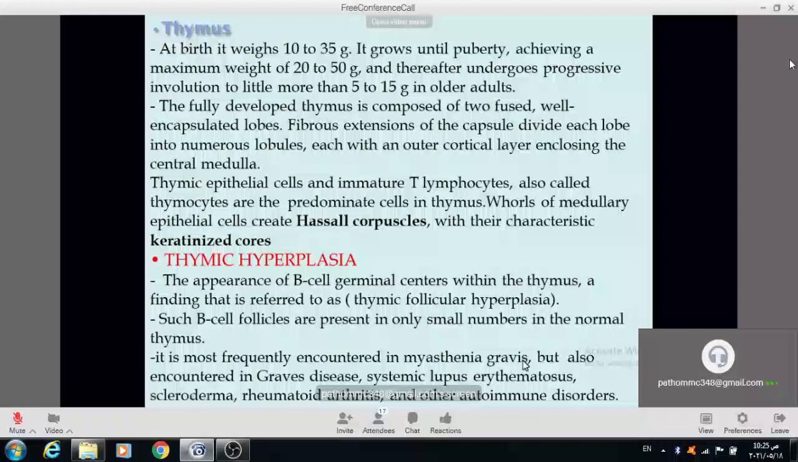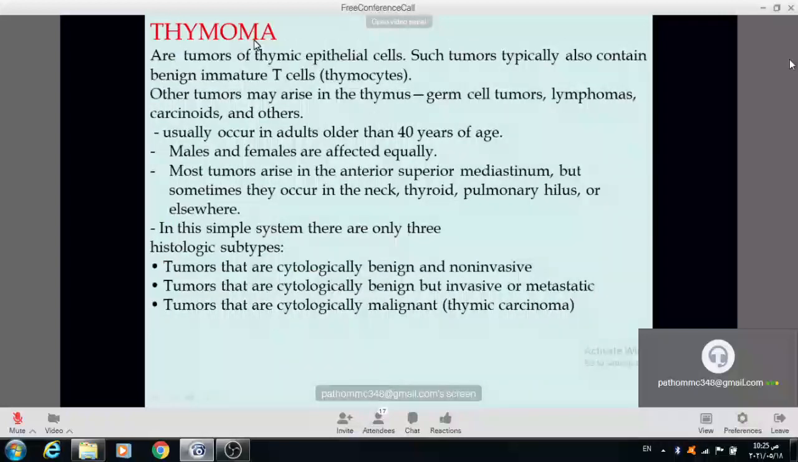يعني هذا autoimmune disease اللي هو myasthenia gravis very commonly associated مع thymic hyperplasia. The last disease of the thymus is thymoma. Thymoma هو أيضا tumor. It is a tumor of the thymic epithelial cells, and these tumors contain again the immature T lymphocyte. Okay, فإذا التumor هذا من الأصل هو عبارة عن the epithelial cells of the thymus.